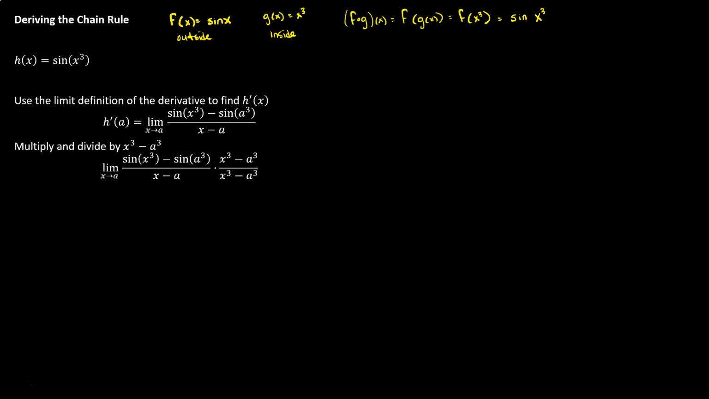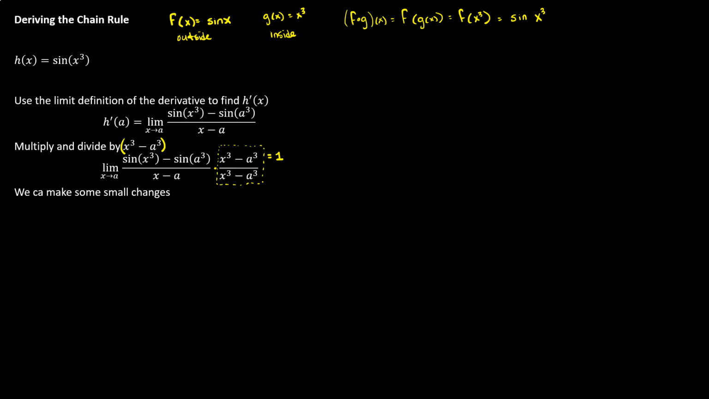We're going to multiply and divide by x cubed minus a cubed. And we're allowed to do that because any number divided by itself is equal to 1, except for 0. So since that factor is equal to 1, we're essentially just multiplying the derivative of h by 1, which doesn't change the value of it.